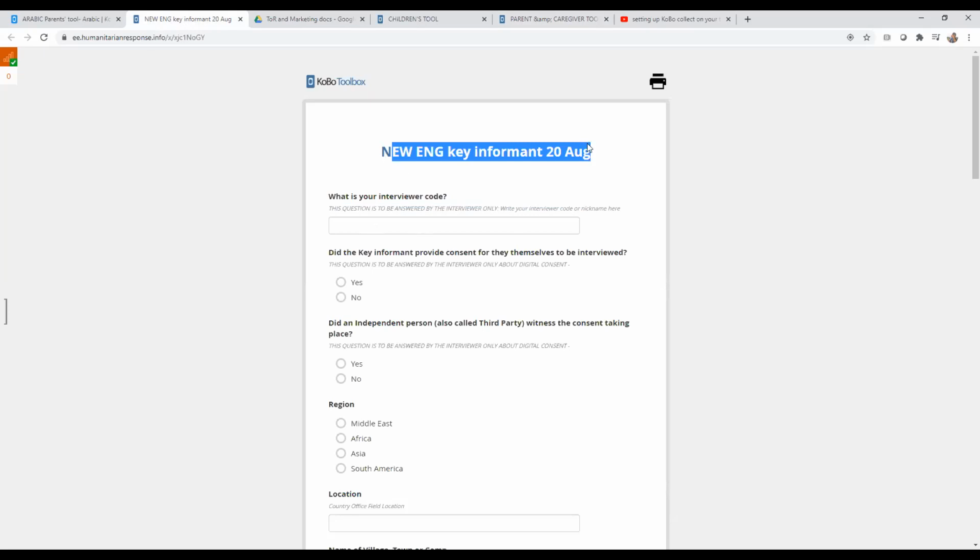I call this one new 20 August because I had made so many changes that I was forgetting which form was which, but this is the most recent one. And so again, for the interviewer, we can put the first name of the person here plus a number. It could be any number, 0, 1, 2, 3, 4, 5. At least we can recognize who the enumerator is.